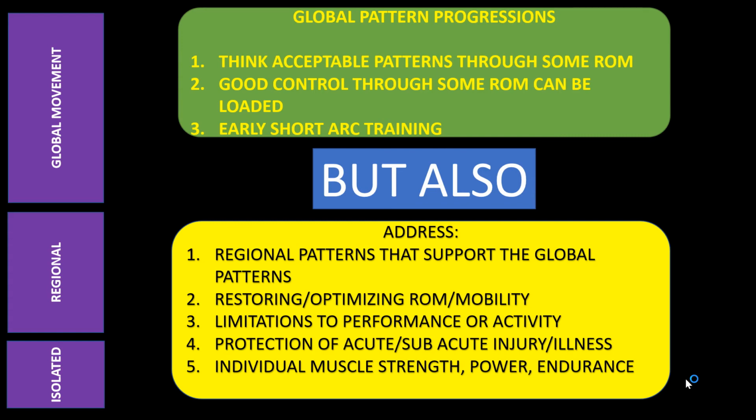So if they have good control of movement through some range of motion, we can do some sort of loading here. I usually call this early short arc training, and I would start this at the very beginning of the rehabilitation process. This would be in contrast to many of the other models out there where they start at the isolated level, move to the regional level, then to the global level.